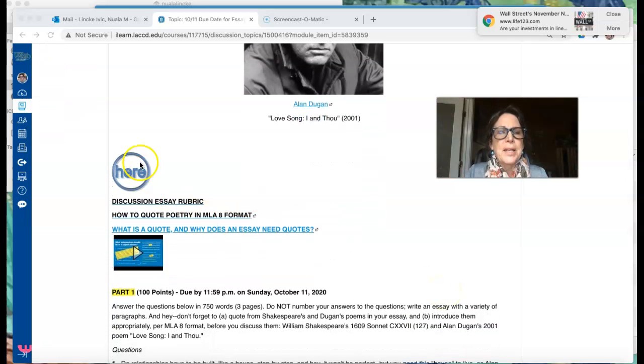Okay, so below the click here icon, as I survey our assignment, we have the discussion essay rubric. This is in every discussion assignment. This is how I evaluate your work, so you'll need to be familiar with it. Now, because you will need to quote in this discussion, I have help with quoting, how to quote poetry in MLA 8 format, and what is a quote and why does an essay need quotes. This is a video I made and published on my YouTube channel, My English Professor.